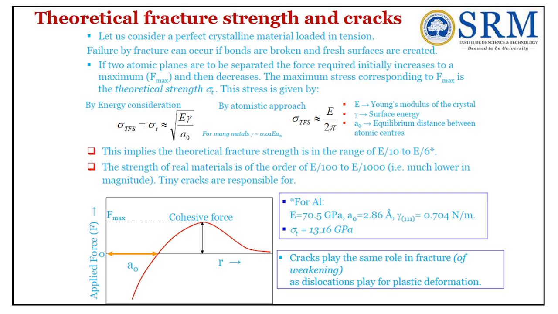Let us consider a perfect crystalline material loaded in tension. The failure by fracture can occur if the bonds are broken and fresh surfaces are created. Right? If two atomic planes are to be separated, the force initially increases to a maximum and then decreases. The maximum stress corresponding to F max is called the theoretical strength, sigma T. Okay, the maximum tensile fracture strength, TFS, is equal to sigma T, that is the root of E gamma divided by A naught. For many metals, gamma is equal to 0.01 E A naught.